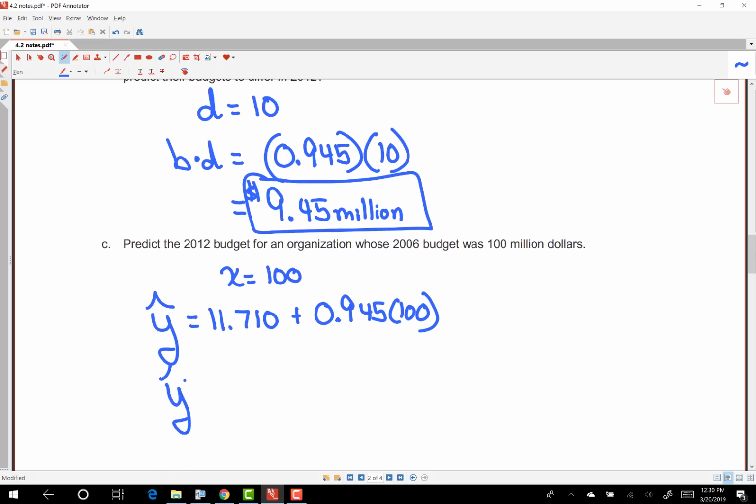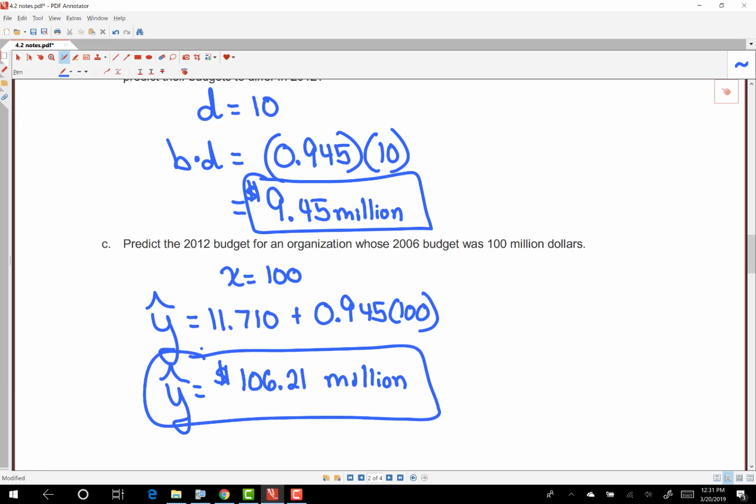So you're just literally going to type this into your calculator. We'll do 11.710 plus 0.945 times 100. And that is 106.21. So it's going to be $106.21 million is the predicted funding in 2012 for something that got funded at 100 million in 2006.